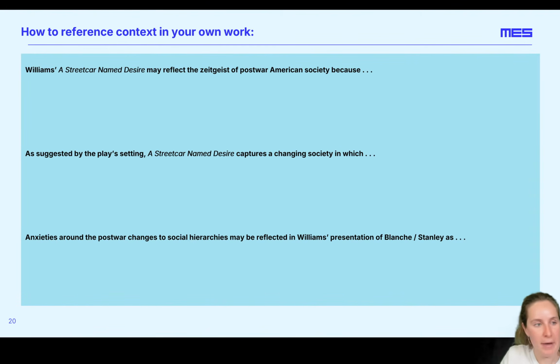And then finally, how can we think about implementing this into our own work? Well, if we're thinking about how to incorporate context into our work, we need to think about the relationship between the text and the context. So, for example, does it reflect it? Does it capture it? Does it critique it? Does it question it? Does it highlight the differences between this new society and the one of Blanche, the dying Blanche? Up to you to say whichever phrasing you like, but thinking about incorporating this text into your analysis of the context is key.